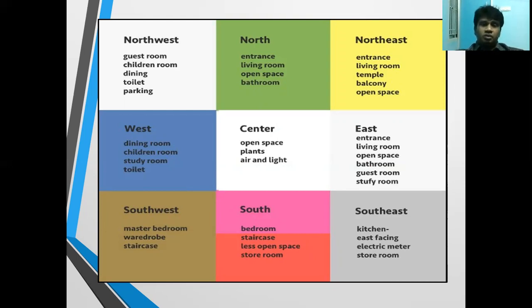In the south, we have already seen that the fire element is combined with the direction, so they prefer the kitchen in the southeast direction. In the southwest direction, they prefer a master bedroom. The northwest direction is totally air, so in this area toilets are preferable, because the toxic gas is easily passed away from the home. So based upon these elements, the rooms are provided. It is not horoscope, it is not astrology, it is purely a science.